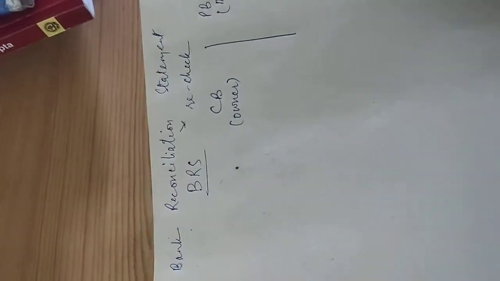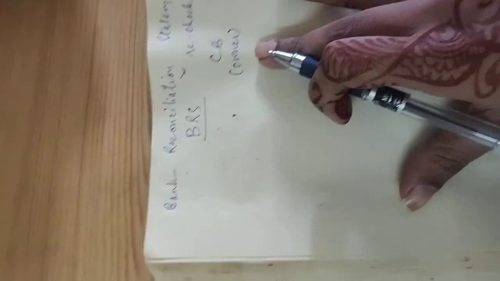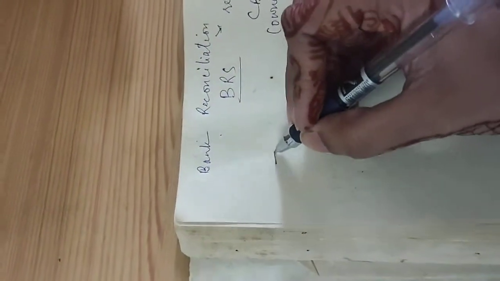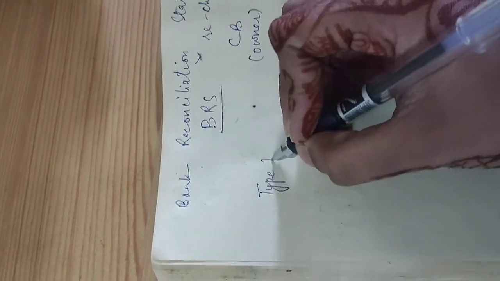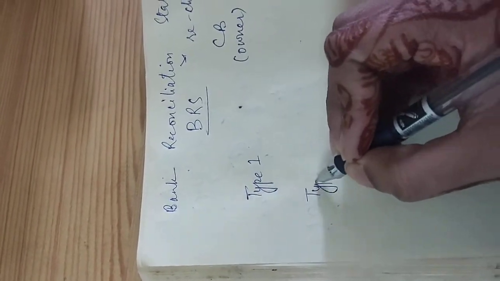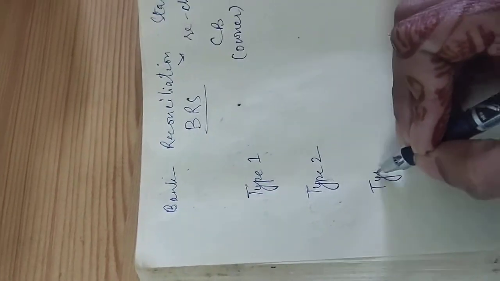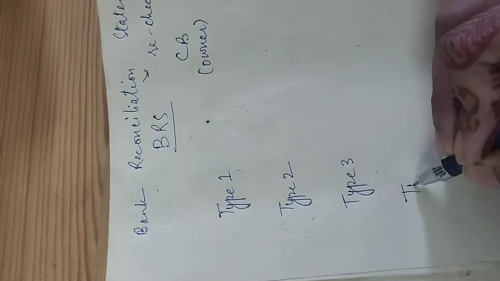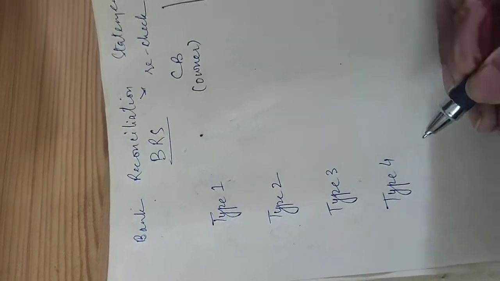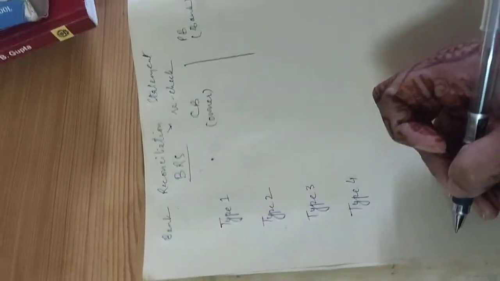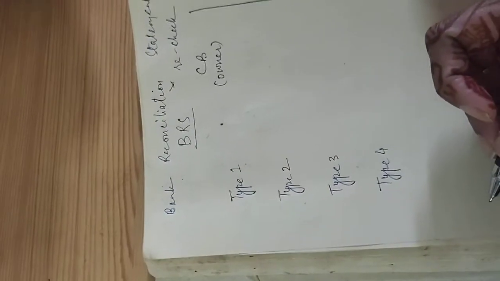So whenever you have a question of BRS, you always have four types of question. There are four types of questions. I will make different videos for every type so that whenever you are studying one, you should not merge it with the other one, right?